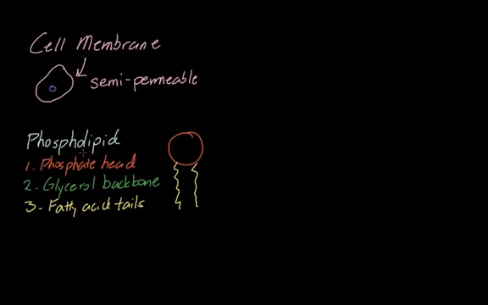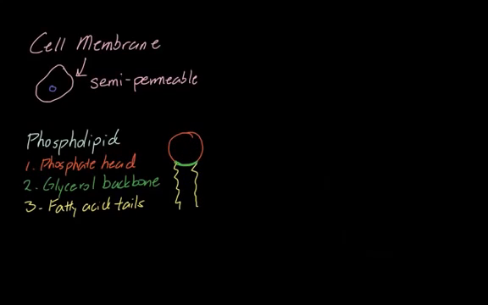Now, where's our glycerol backbone? Well, our glycerol backbone is actually what it sounds like. It's what holds the fatty acid tails to our phosphate head. It's the backbone of this molecule. It's usually not drawn in the picture, but just remember that it's there and it holds our two fatty acid tails to our phosphate head group.